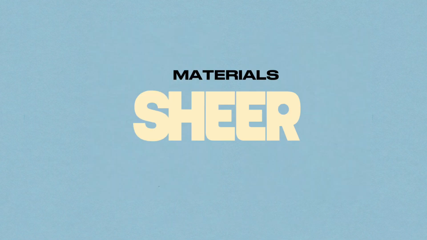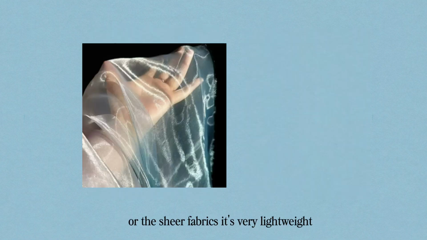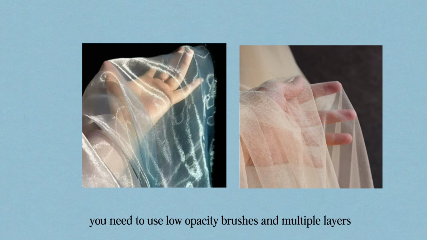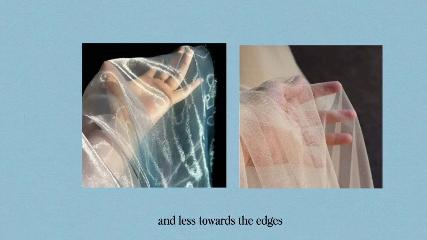Then the last one is the transparent or sheer fabrics. It's very lightweight. You need to reveal the shapes underneath it. For that to happen, you need to use low opacity brushes and multiple layers. You have to retain the transparency in the center of the fabric and less towards the edges, and you need to have overlaps to create depth.